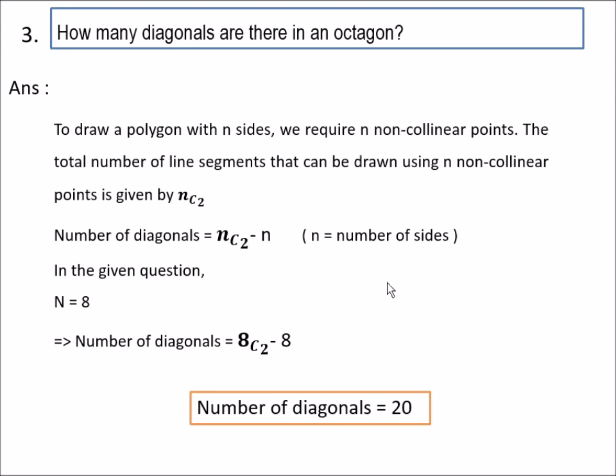And coming to the third question, how many diagonals are there in an octagon? So to draw a polygon with n sides, we require n non-collinear points. The total number of line segments that can be drawn using n non-collinear points is nC2. So the number of diagonals is equal to nC2 minus n, where n is the number of sides, and these need to be subtracted. So for an octagon n is equal to 8. Therefore the number of diagonals is equal to 8C2 minus 8, which gives 20.